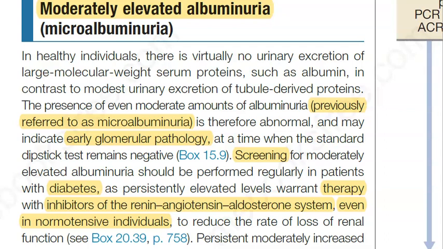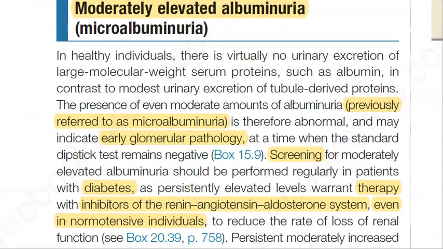Hello people, in this video we want to look at this topic, microalbuminuria. Earlier they were using this terminology, microalbuminuria, but now they are not using it. Now they are using the terminology moderately elevated albuminuria. So in the exam they can ask you either this or this. You have to write the same thing. What will you write? Microalbuminuria or moderately elevated albuminuria.